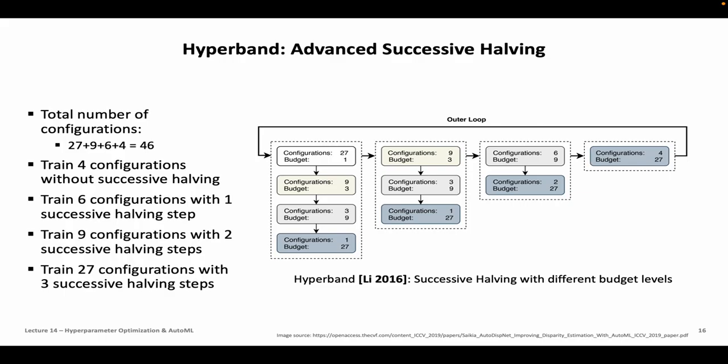So in this example, what we would do is to have a total number of trials and then actually train a few of these trials without any early stopping. Then train a certain other number of configurations with one early stopping step, a larger amount of trials with two early stopping steps, and then have a really large number of configurations which we then very aggressively early stop. And Hyperband does all of this at the same time.